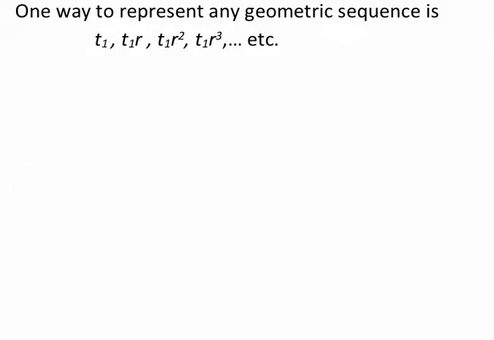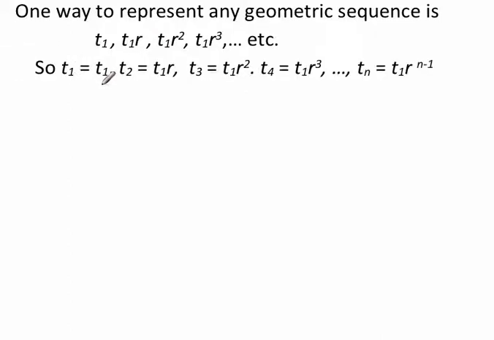Well, one way to represent a geometric sequence is using notation like this. It's the first term, and then the next term, in this case this would be t2, is the first term times the common ratio. Well, if we wanted to find the third term, we could take the first term and multiply by the common ratio twice. It's t1 times r, and that pattern can continue.